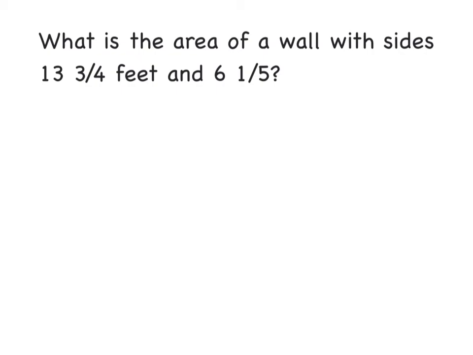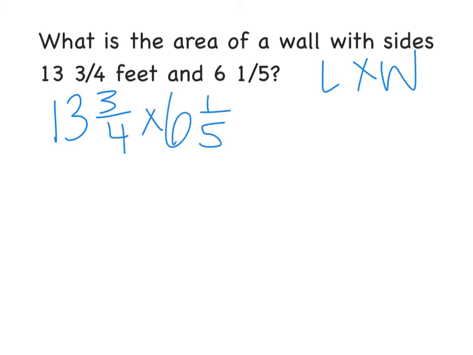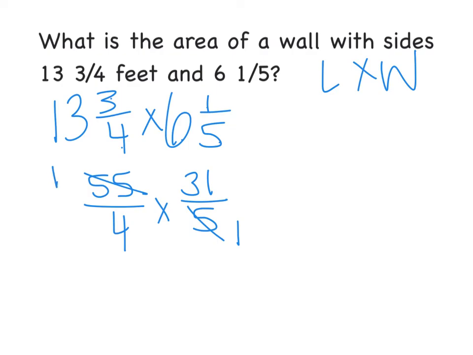You can also use this method to find out the area of something. So remember, area is length times width. So if I wanted to find the area of this wall, I would multiply 13 3/4 times 6 1/5. So again, I'm going to follow my 3 steps. I'll turn it into an improper fraction, multiply across, and then turn it back into a mixed number. 4 times 13 is 52, plus 3 is 55, so I have 55/4 times 5 times 6 is 30, plus 1 is 31, 31/5. 5 goes into 5 once and into 55 11 times.